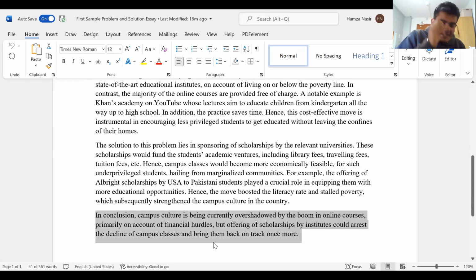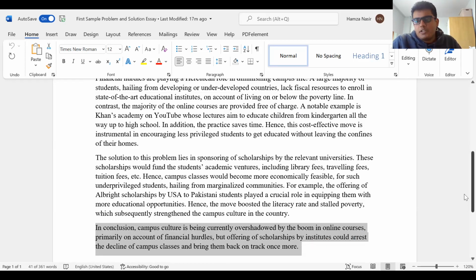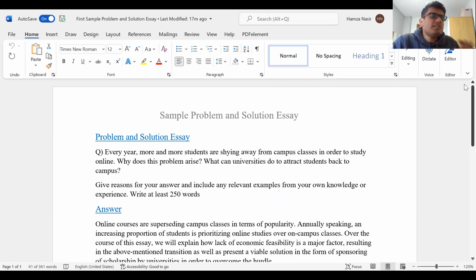In conclusion, campus culture is being currently overshadowed by the boom in online courses, primarily on account of financial hurdles, but offering of scholarships by institutes could arrest the decline of campus classes and bring them back on track once more. All right, so we are done and dusted with our conclusion as well. This, gentlemen and ladies, is your problem and solution essay. This is how it actually works, okay? Introduction, body paragraph 1, body paragraph 2, as well as conclusion.